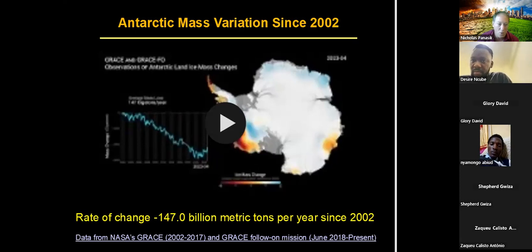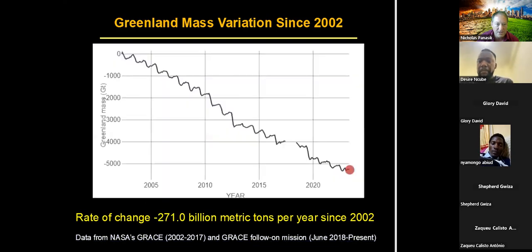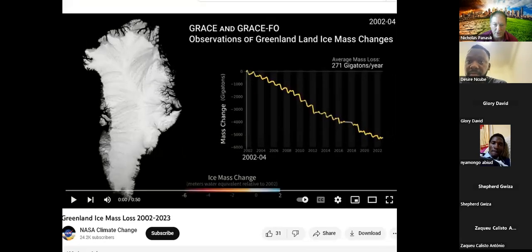question becomes, what happens in the northern hemisphere? So one of the biggest ice masses is in Greenland. So we're going to go ahead and look at Greenland here. And this is the graph for Greenland. This has a rate of change of 271 gigatons per year of loss in sea ice. And so I'm going to bring that little video over here to show.